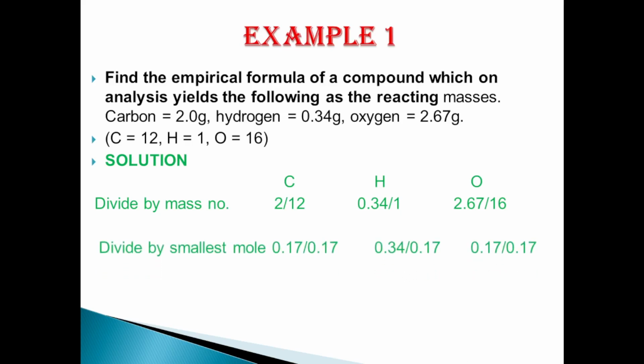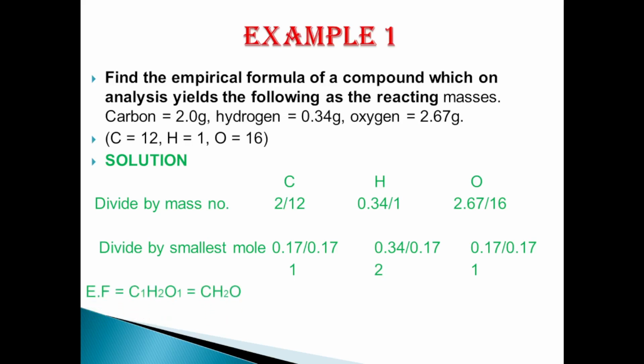When you do that, 2 divided by 12 will give you 0.17. Then 0.34 divided by 1 will give you 0.34. And then 2.67 divided by 16 will give you 0.17. So what you actually have is 0.17, 0.34, then 0.17. Among these three values, the smallest value we have is 0.17. Alright, therefore you divide through by 0.17, which is the smallest mole. And when you do that, you are going to get 1 for carbon, 2 for hydrogen, then 1 for oxygen.